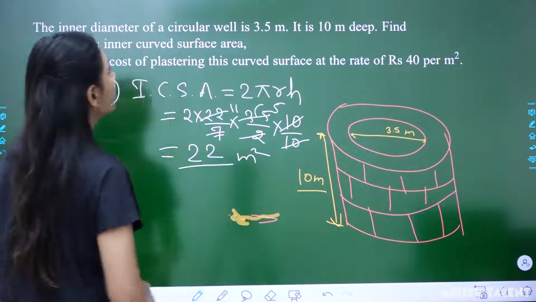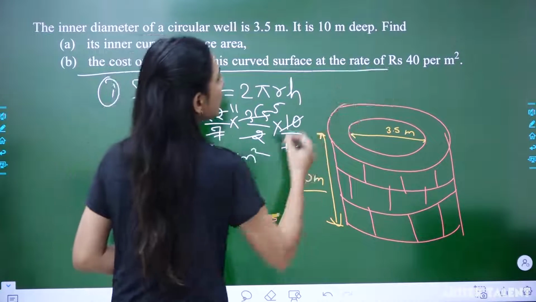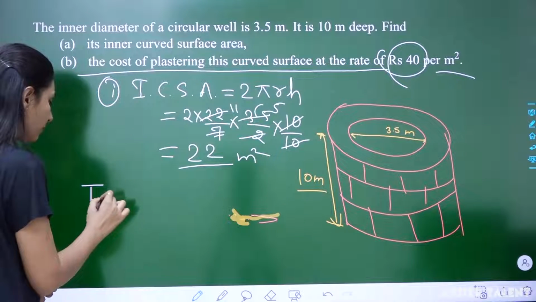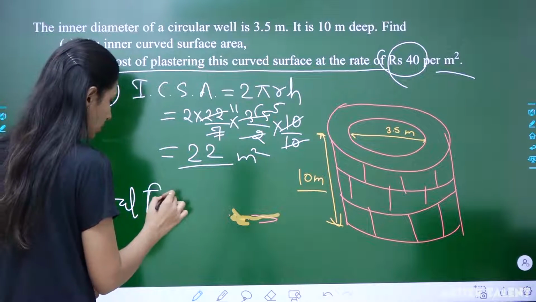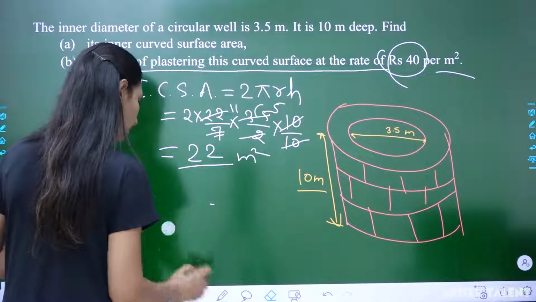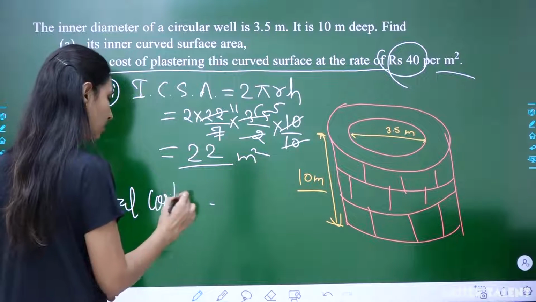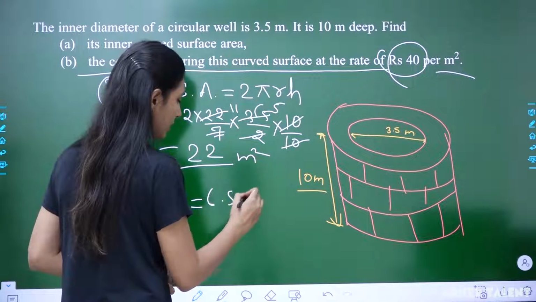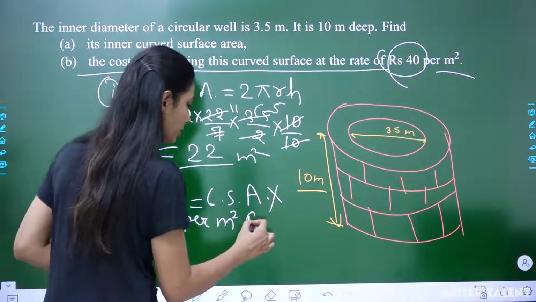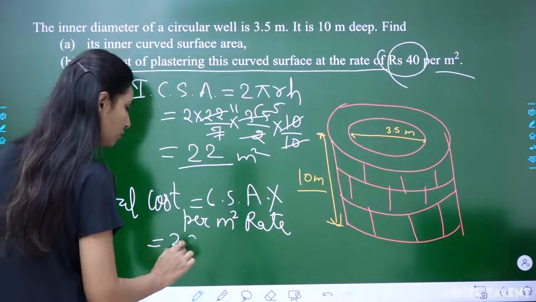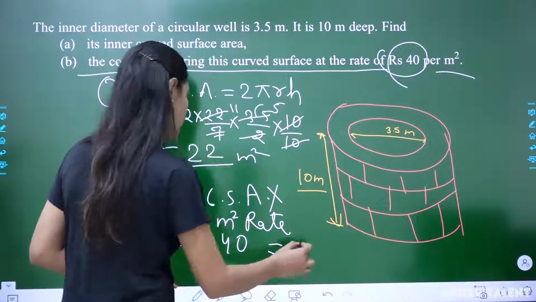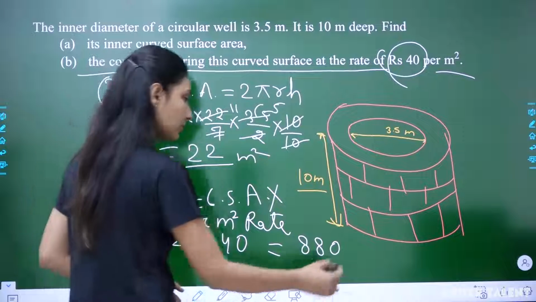Meter square. The cost of plastering the curved surface area is rate 40 per meter square. So what will the total cost be? Now you know. How will you calculate the total cost? Total cost will be curved surface area multiplied by the per meter square rate, which is 22 multiplied by the given rate, which is 40. That is 880 rupees.